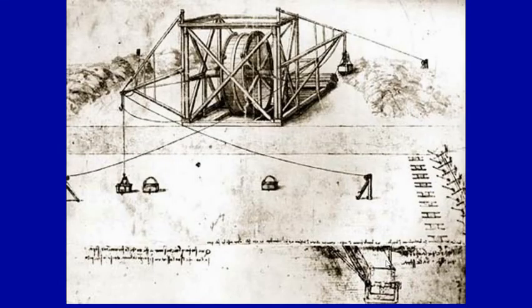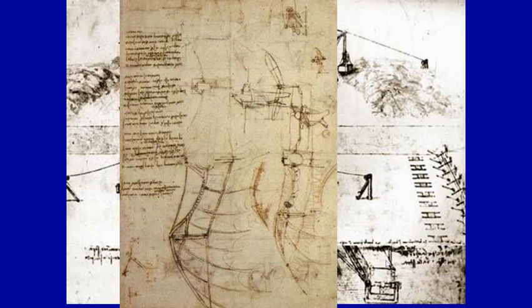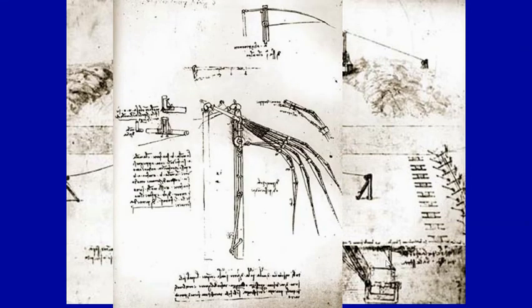Kinds of machines that he invented. He was very interested in flight and creating a device where people could fly like birds. So he made flying machines like this one, based off of what he saw in birds. Here's another part of the flying machine.